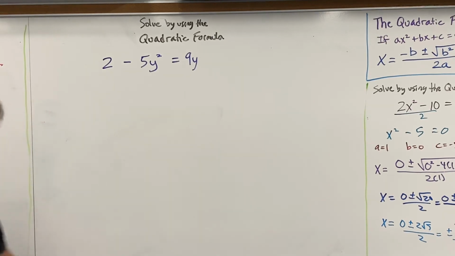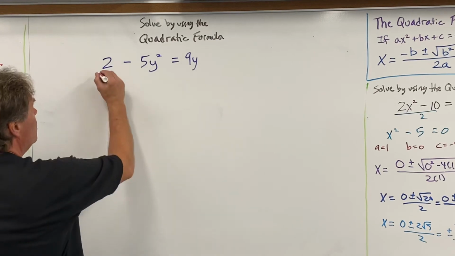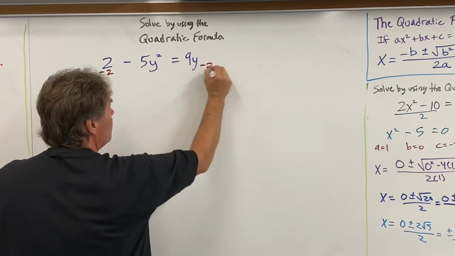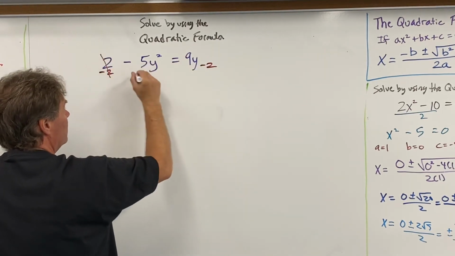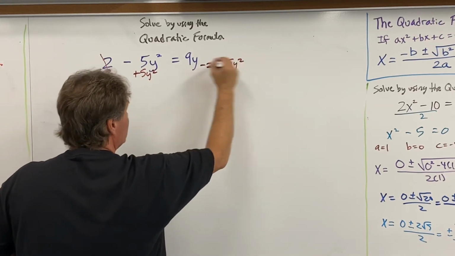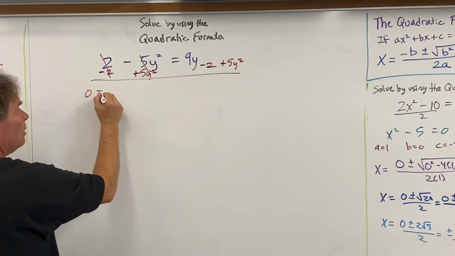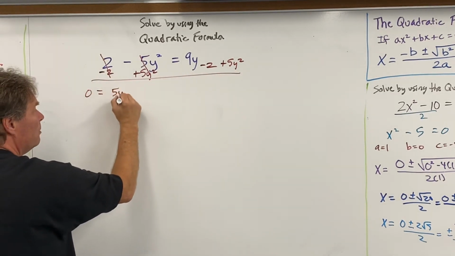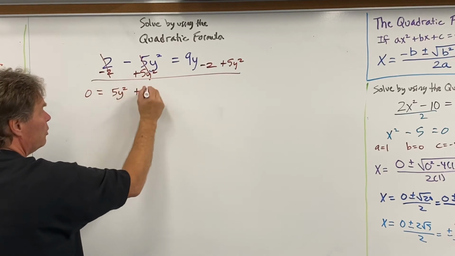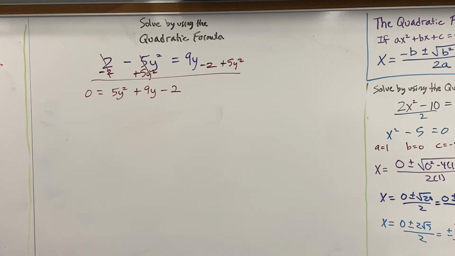Okay. So now, but again, look, there's a negative in front of my squared term. Bad, bad. I don't want that. So I'm going to fix it. I'm going to move this side over here, minusing 2, cancel that. Add 5y squared, add 5y squared, cancels that. There we go. 0 equals, I like to put them in the right order, 5y squared plus 9y minus 2. Now, plug that into the quadratic formula.